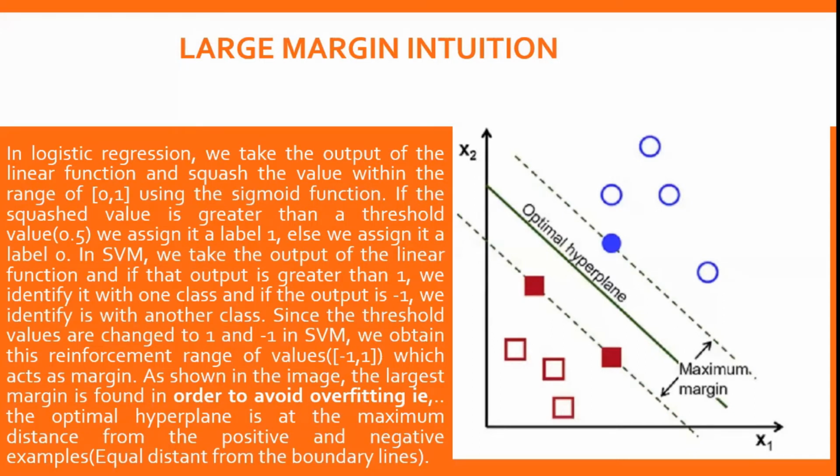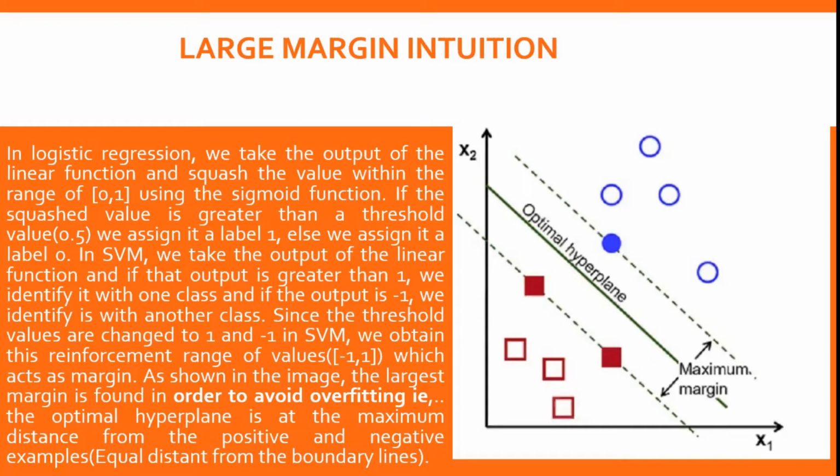So in SVM, we take the output of the linear function, and if the output is greater than 1, we identify it as one class, and if the output is negative, we take it as another class. So in SVM also we use a linear function, and if the output we get is greater than 1, we identify it as one class, otherwise we take it as the other class. Since the threshold values are changed to 1 and -1 in SVM, we obtain a range of values from -1 to 1, which acts as a margin.